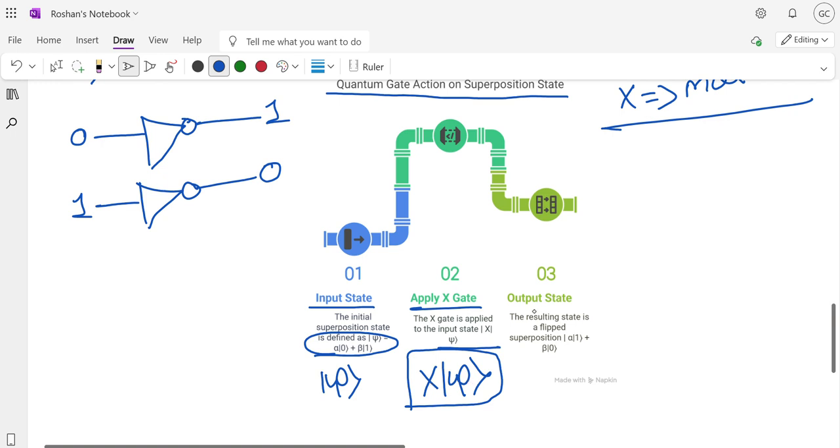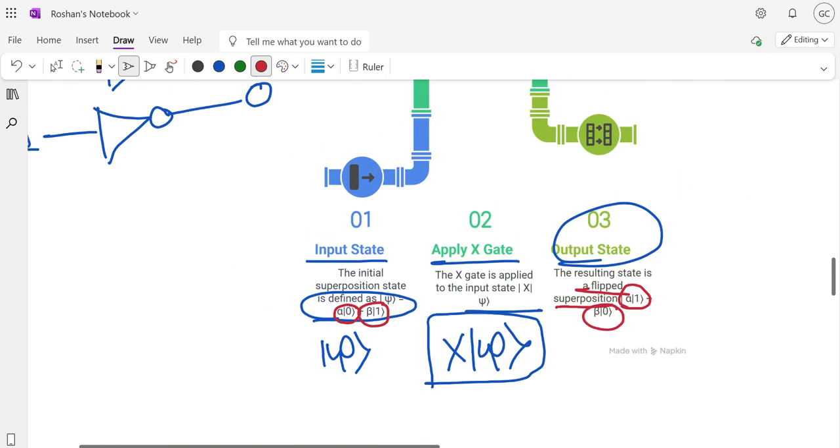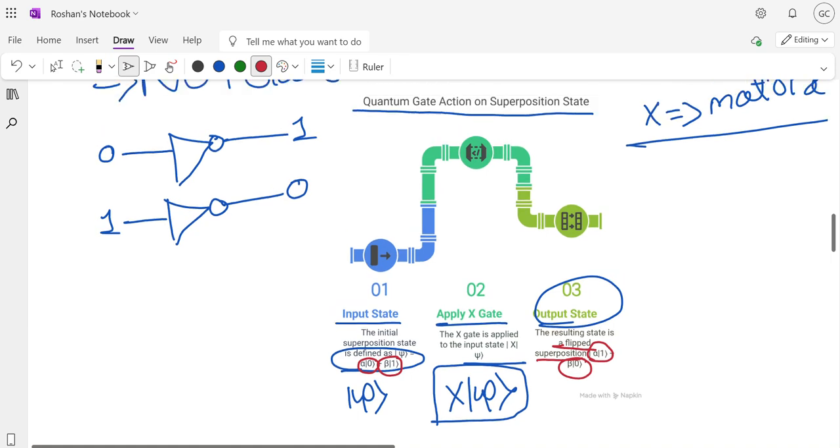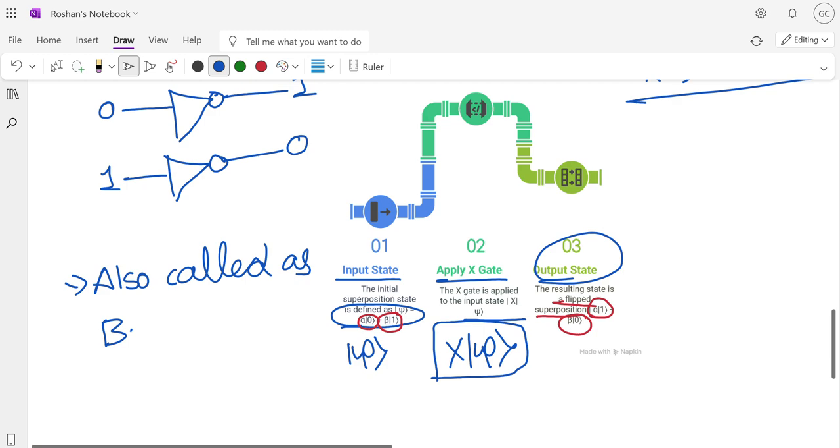Okay. Then what happens in the output stage? The resulting state is flipped. You can see here alpha is having 0 and beta is having 1, whereas after applying the X gate, alpha is having 1 and beta is having 0. So that is how the quantum X gate or Pauli-X gate works. And it is also called the bit flip gate. Okay.